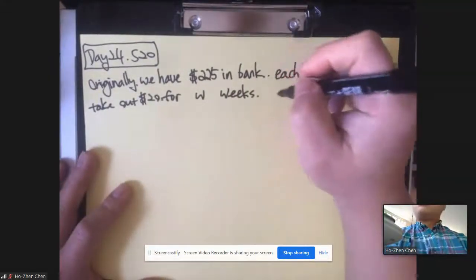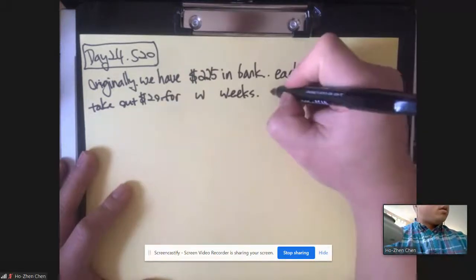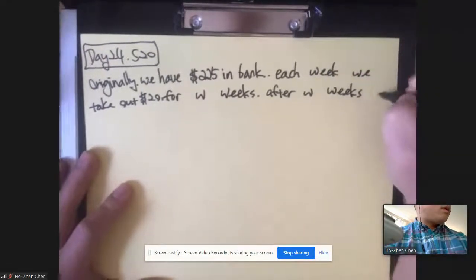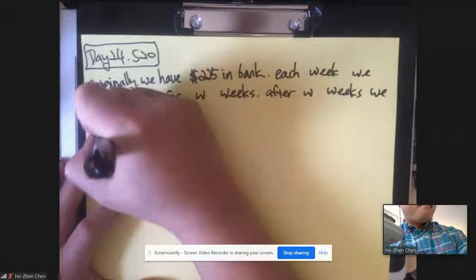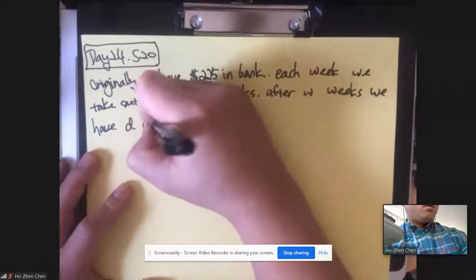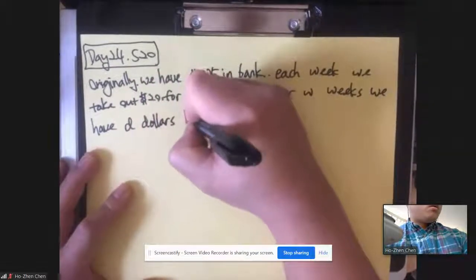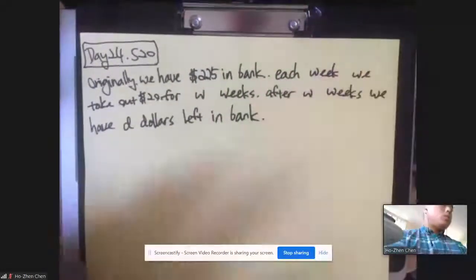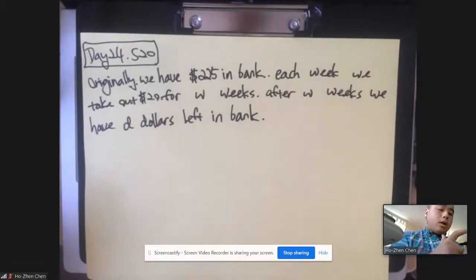After W weeks, we have D dollars left in the bank. So the question is asking us to write an equation that represents this scenario using the variable D, the amount of dollars remaining in the bank, and W for how many weeks have passed.